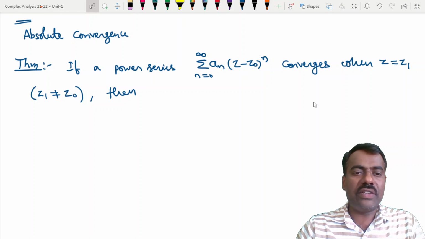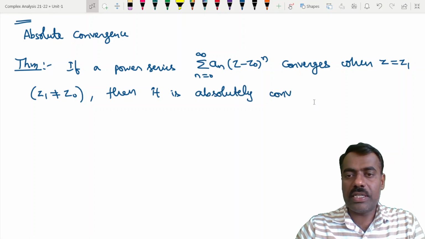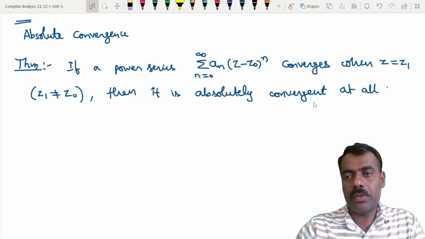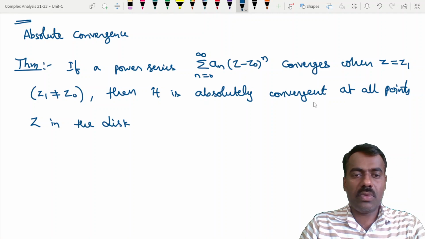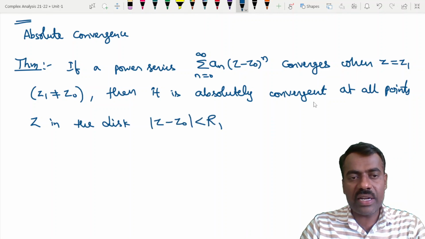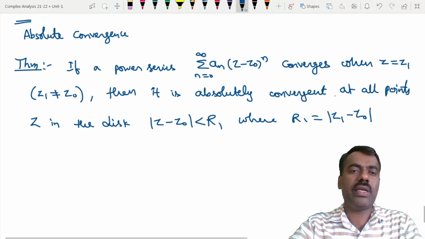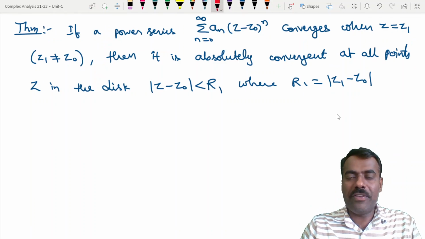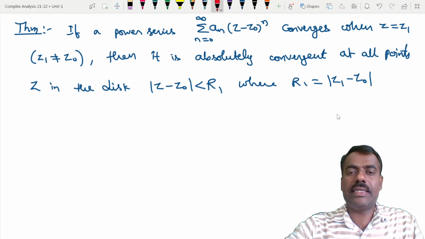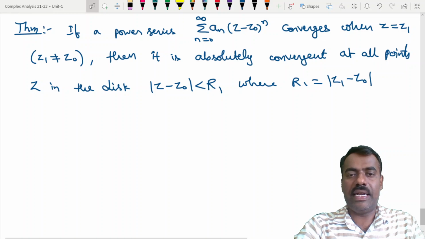Then this power series is absolutely convergent at all points z in the disk mod z minus z naught less than r1, where r1 is nothing but the distance between z1 and z0. First, try to understand the theorem. What it says is that if a given power series converges at a point, say z1, then it converges absolutely at all points in that disk whose radius is nothing but the distance between z1 and z0.